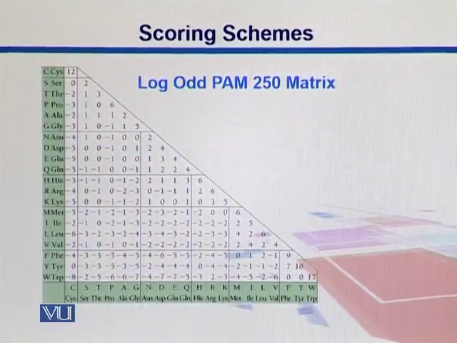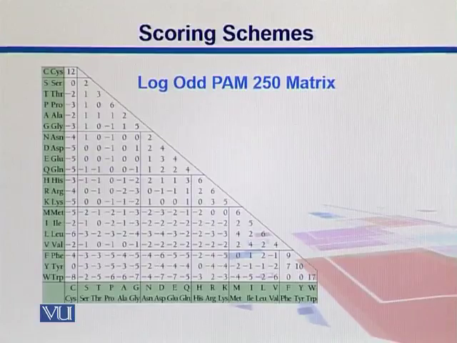This is how they came up with the log-odds PAM 250 matrices. We don't have time to go into the details of how they are constructed, but they take some data sets, look at the observed substitutions, compare them with the expected ones, and convert them into log scales. Basically it's a 20 by 20 matrix, but we are just looking at half of it, because we don't want this information to be duplicated.